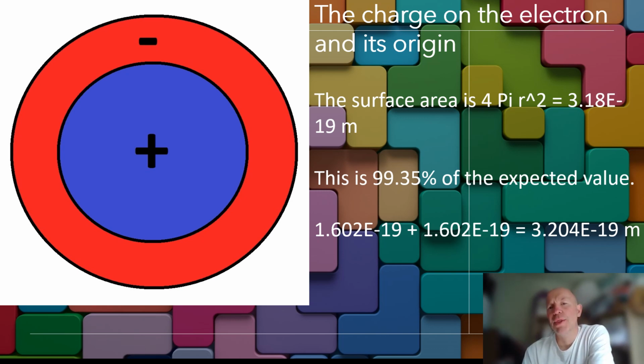What we find is that the velocity squared, or 1 over the velocity squared, and determining the surface area provides us with a calculation based on the 4 pi r squared. We get 3.18 e to the -19 of a meter, and that corresponds to double the amount of the electron charge in coulombs based on 1.602 e to the -19.